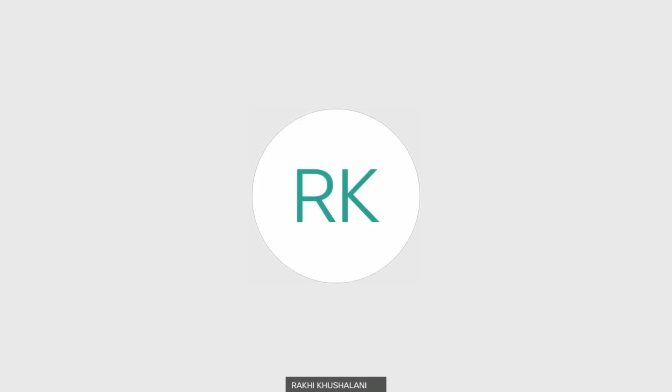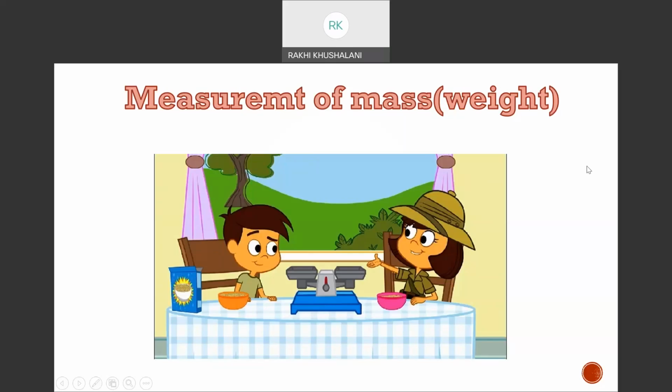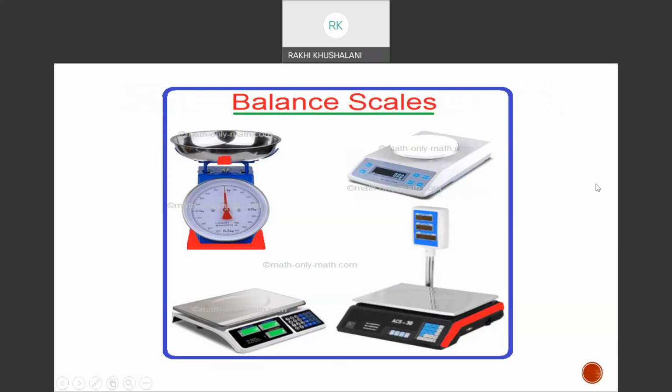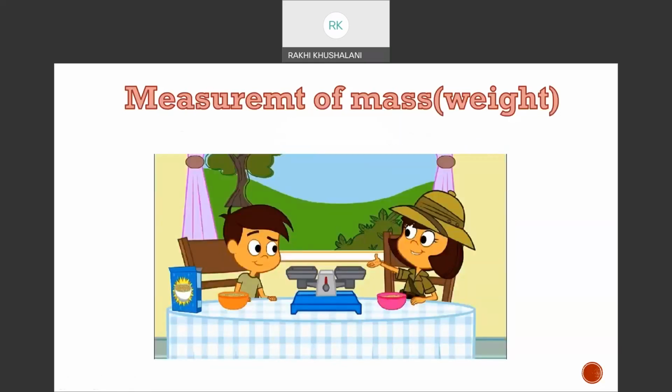Good morning, children. So here we are with our next video that's based on the chapter measurement. Earlier in measurement, we did measurement of distance and length. We saw different units of length, the bigger units, the smaller units. And in another video, we saw conversion from one unit to another. Now the next is measurement of mass, that is weight.